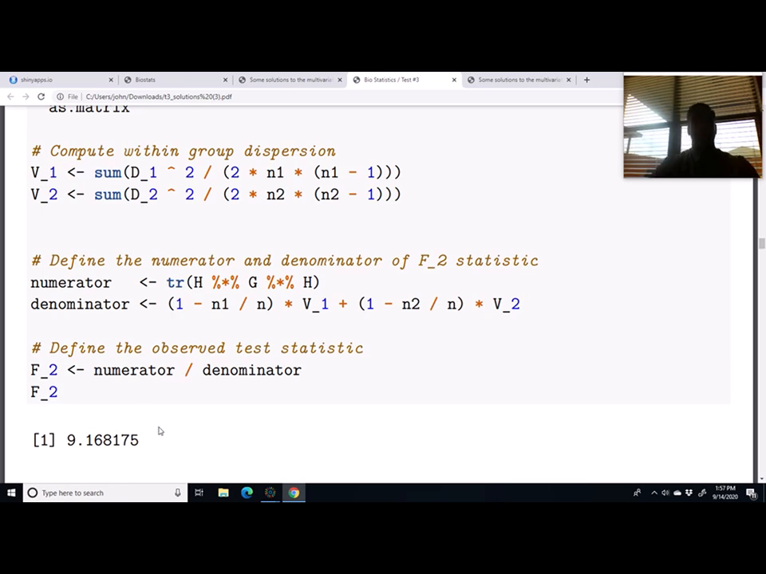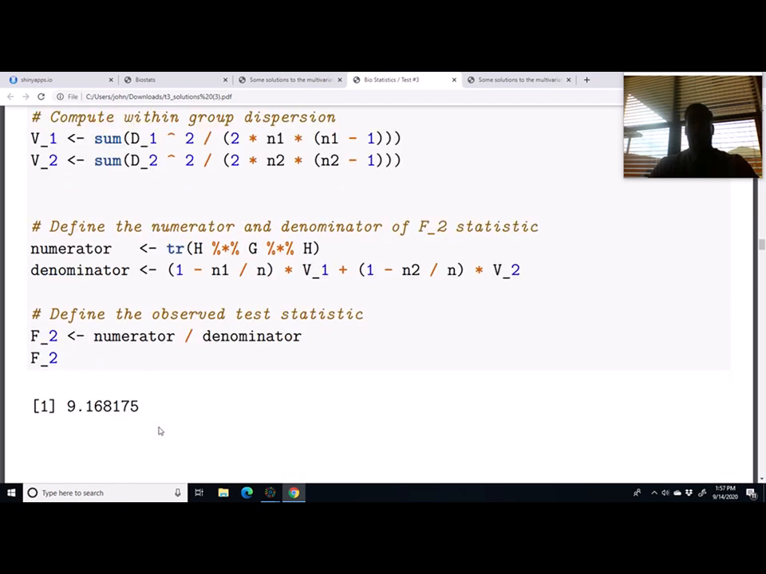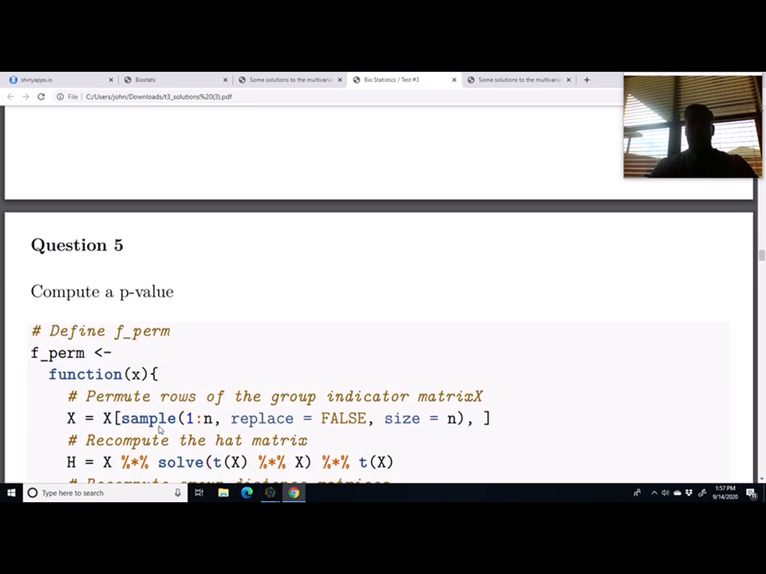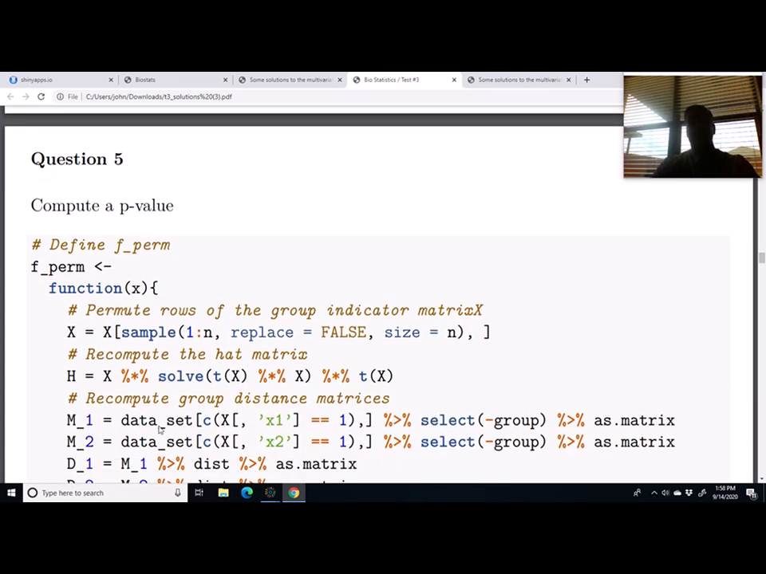And that's nice. After you get the test statistic, the idea is to use it to compute a p-value. What is the probability of observing what we did under the null hypothesis that the group centroids are equal? Well, we need to create a function that will permute the grouping variable and then recalculate the test statistic after that. So here we go. F perm is going to be a function of x. We're never actually going to use x. We just want it to be a function of some variable.